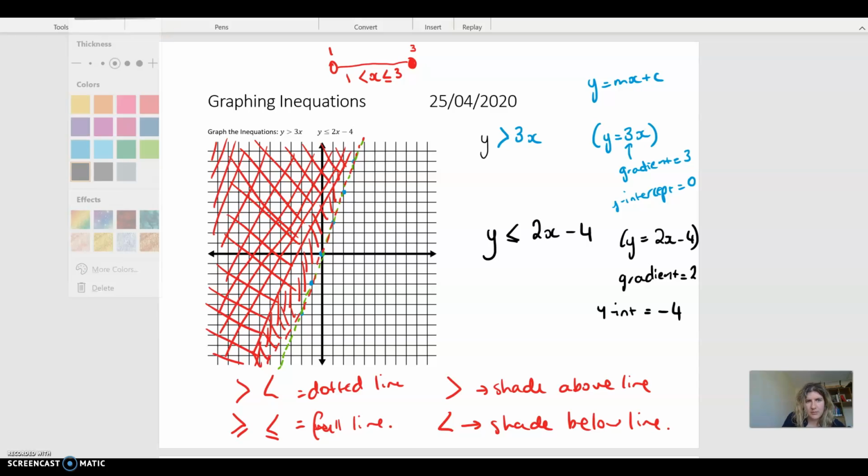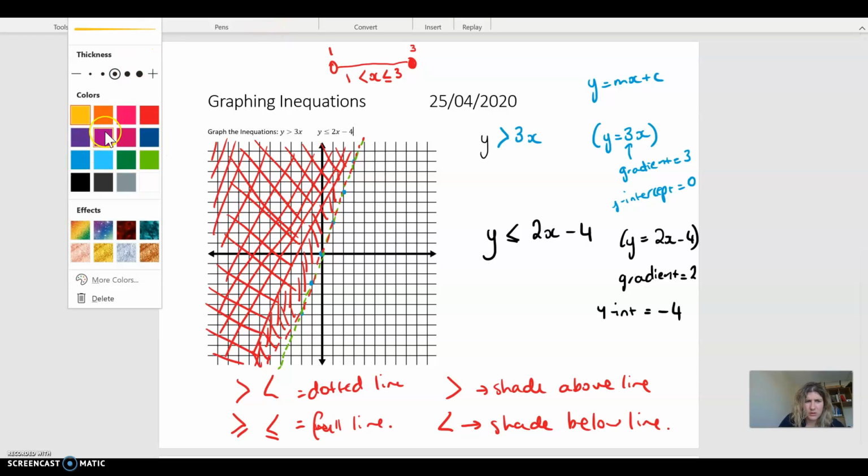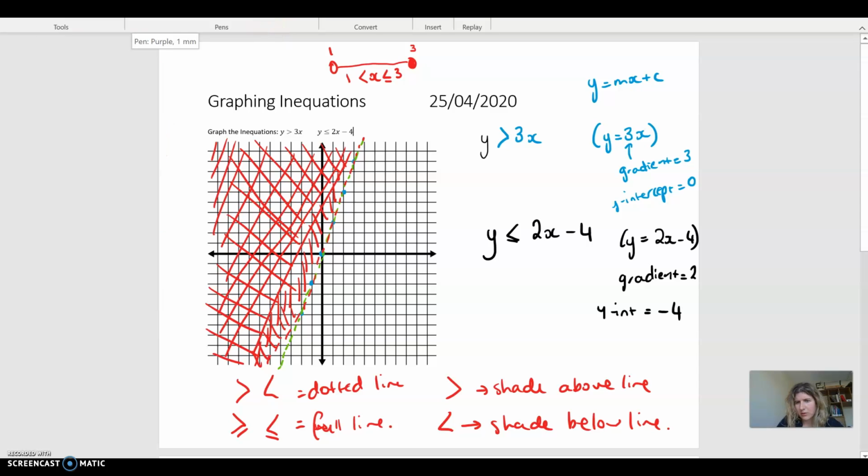Again, I'm just going to use a different color. Okay, so yellow is not a good colour. We'll go with purple. So -4 is the y-intercept, so I'm going to find -4. Okay, there it is. And then for every 1 unit I go across, because my gradient's 2, I'm going to go 2 up. So 1 across, 2 up, 1 across, 2 up, and 1 across, 2 down, 1 across, 2 down. Okay, so there's our line in there.